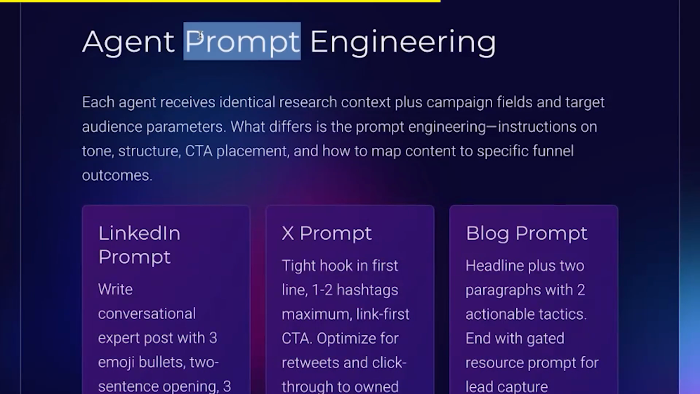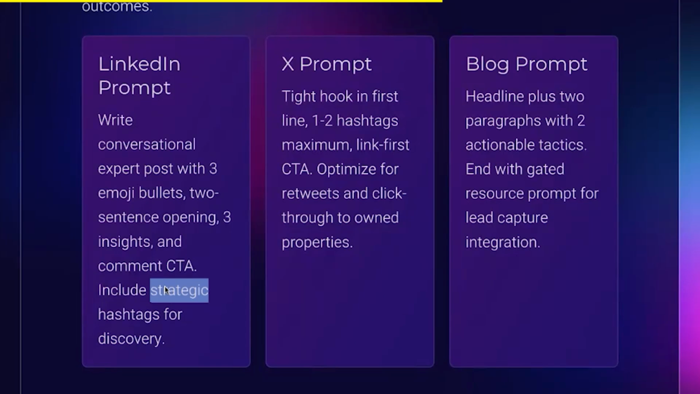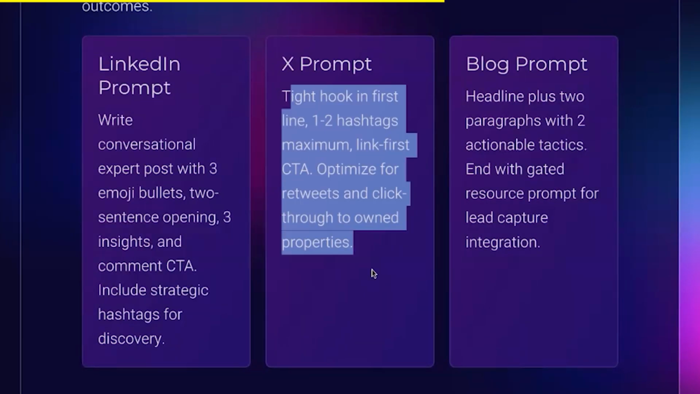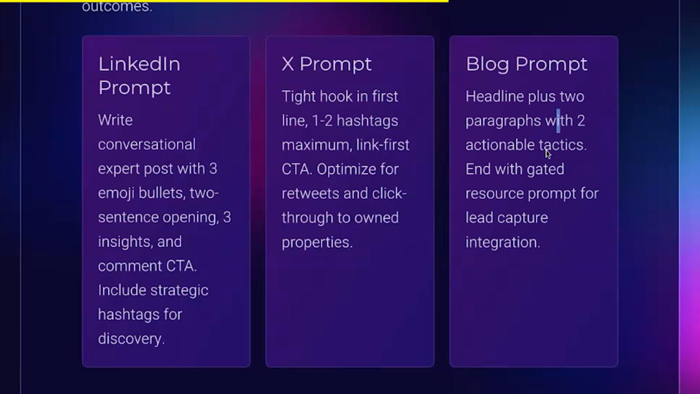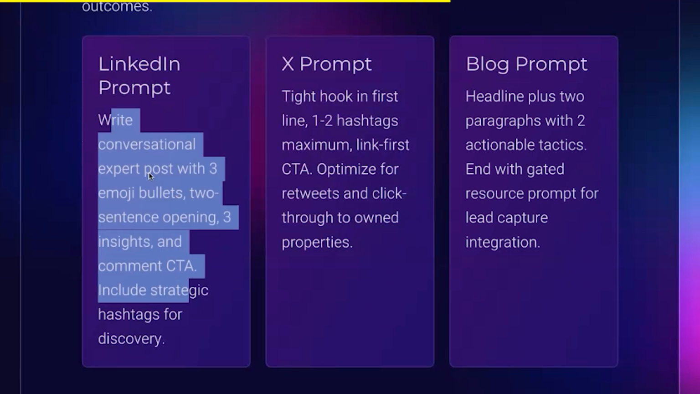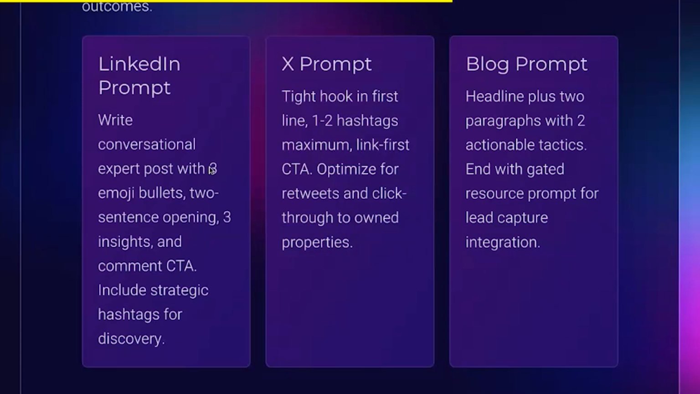Here are the agent-specific prompts. Again, you can engineer this yourself, however you like it to be. We have a hook in the first 2 lines, headline plus 2 paragraphs with 2 actionable tactics, and then a conversational expert post with 3 emoji bullets. You don't have to include emojis if you don't want. You can just have it text-based.